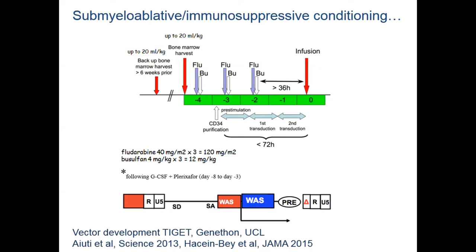The vector we've used for gene therapy is the same vector, in terms of its configuration, as the one that Alessandro talked about. Our conditioning regime is pretty similar. We use fludarabine and busulfan, again at a slightly lower dose than we would in transplant. And the patients may have some serotherapy beforehand if they have autoimmunity.